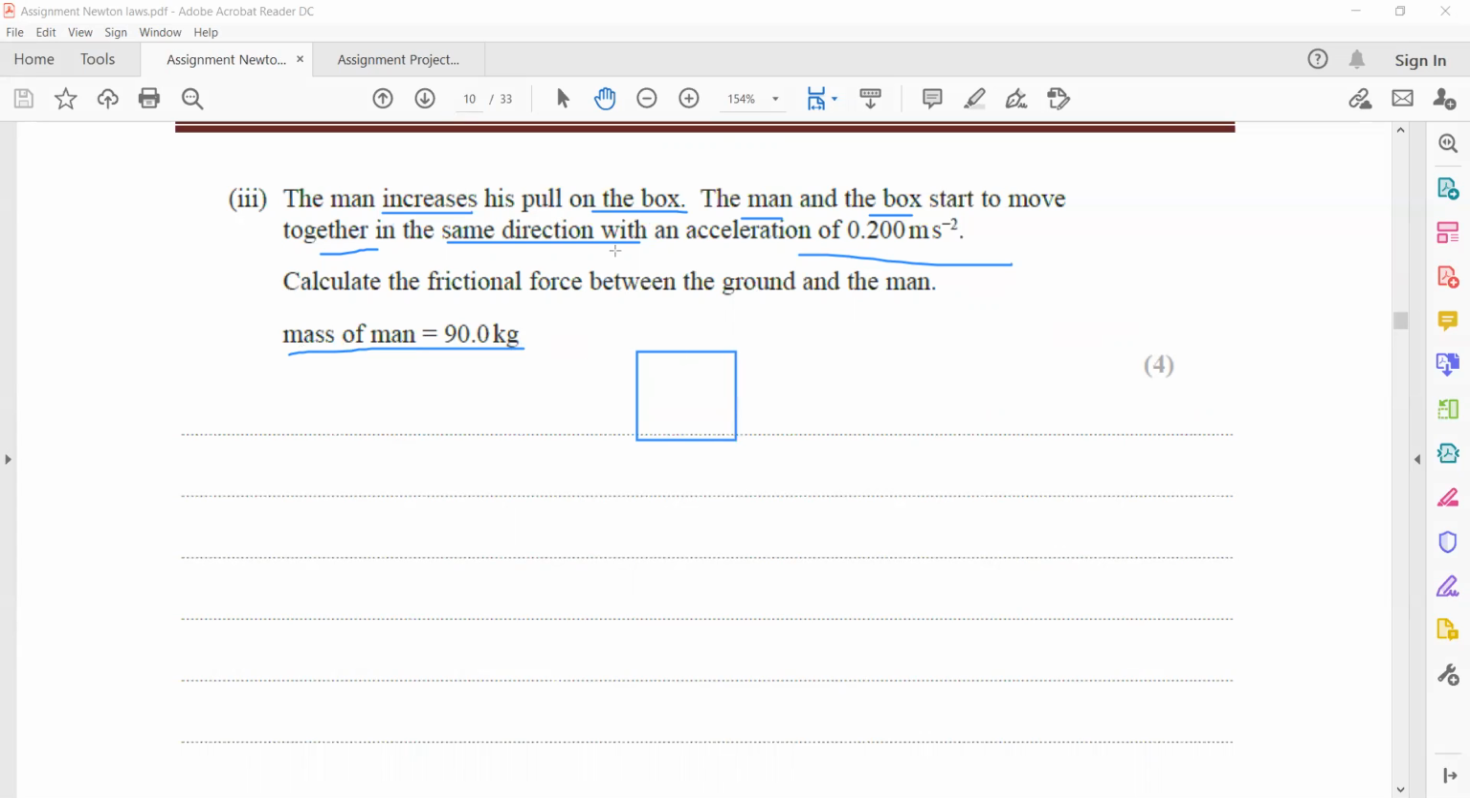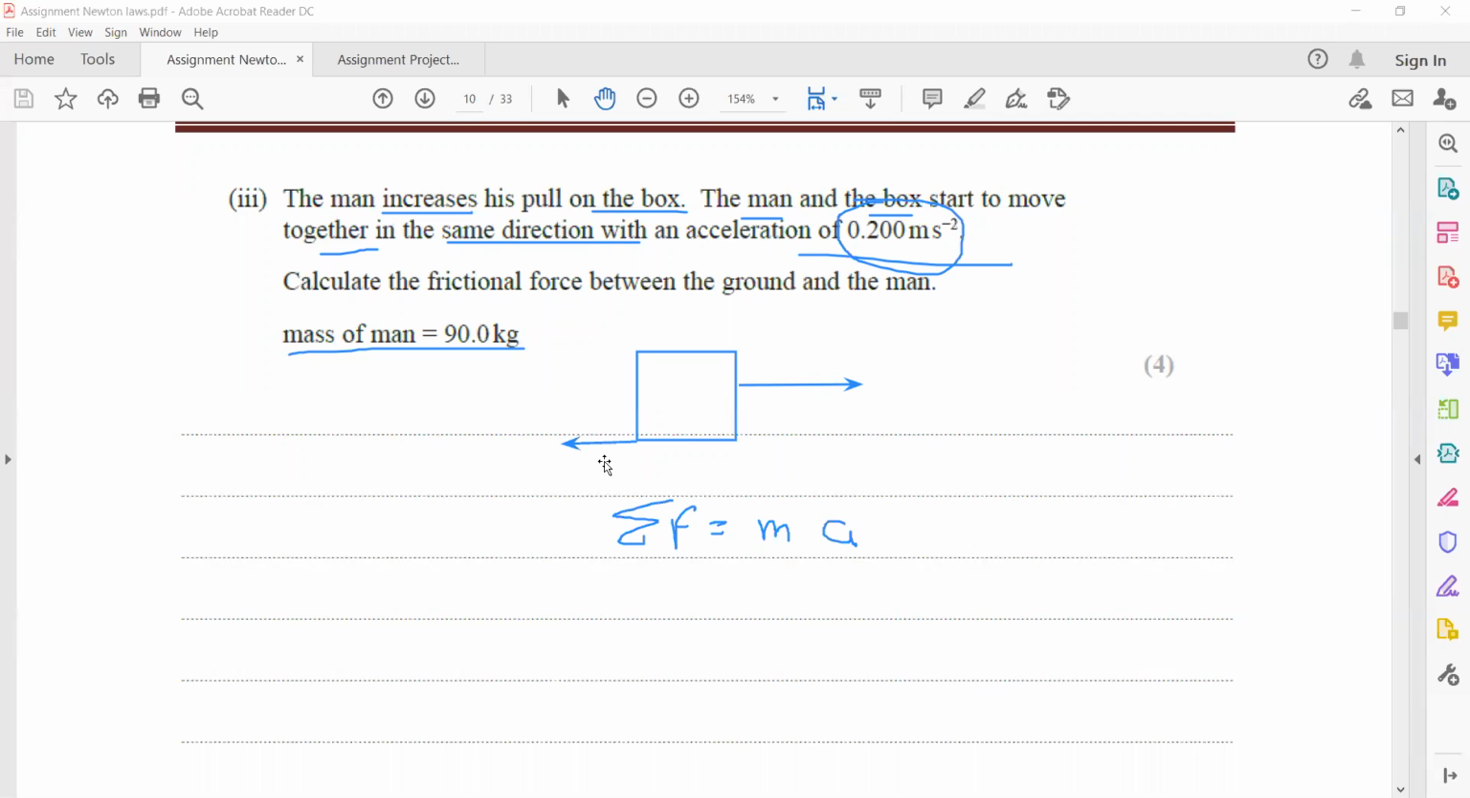We know the resultant force: there's a force which is pulling the box, another frictional force opposing, and the resultant force is equal to ma. That resultant force is producing an acceleration of 0.2. So first we will use the formula F equals ma.